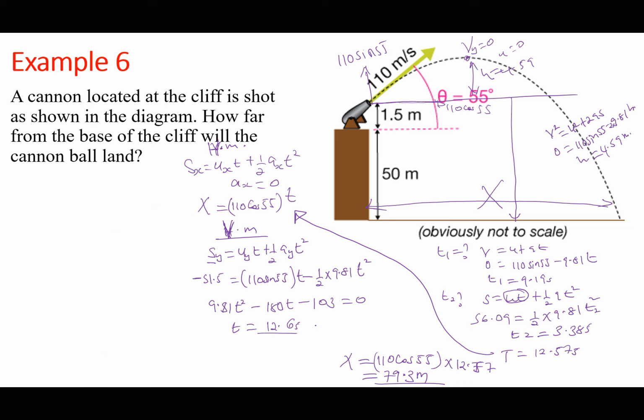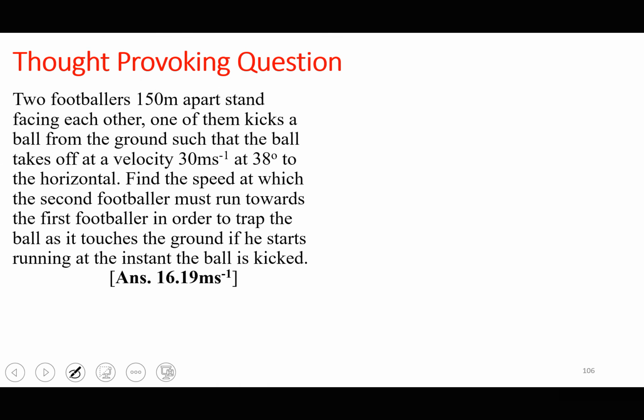I think that should be the last question. The rest should be for you to answer. So here I gave a thought-provoking question: two footballers, 150 meters apart, stand facing each other. One of them kicks a ball from the ground such that the ball takes off at a velocity of 30 meters per second at 38 degrees to the horizontal. Find the speed at which the second footballer must run towards the first footballer in order to trap the ball as it touches the ground, if he starts running at the instant the ball is kicked.